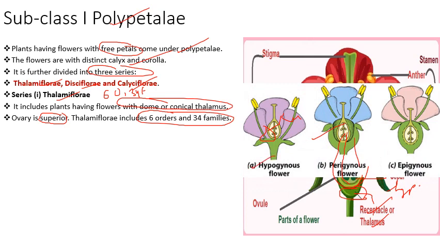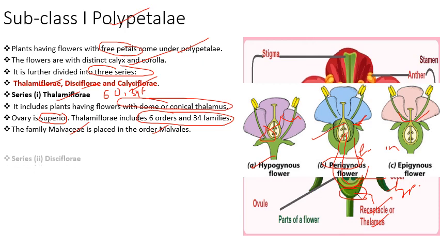And that is hypogynous. जब इसके plant parts, floral parts rim, thalamus के rim से arise होते, that is perigynous. When it arise of the ovary, then it is called as epigynous flower, and the condition of ovary is inferior, while in case of perigynous condition it is half inferior, half superior. The family Malvaceae is placed in the order Malvales.